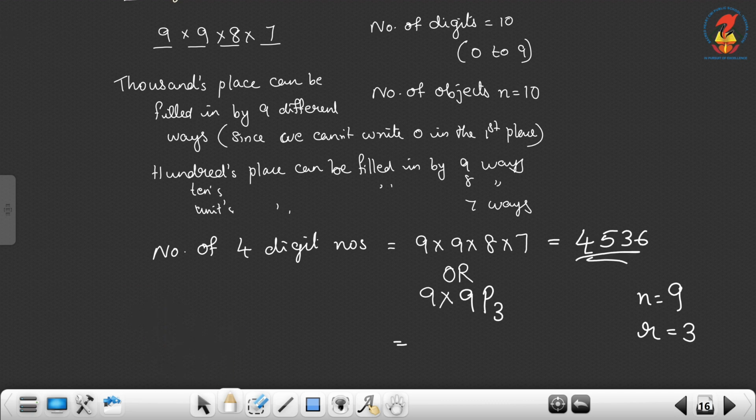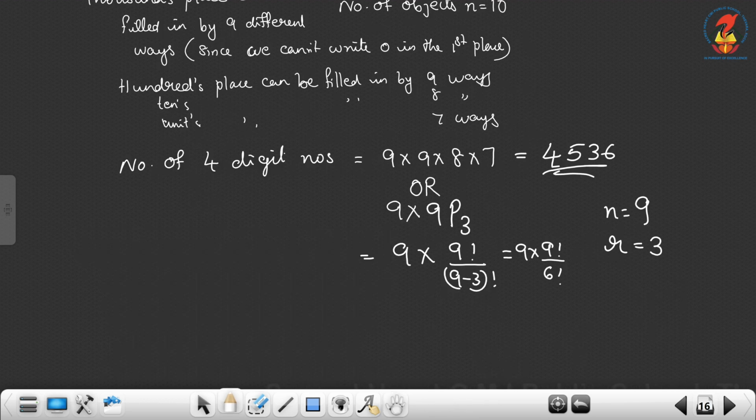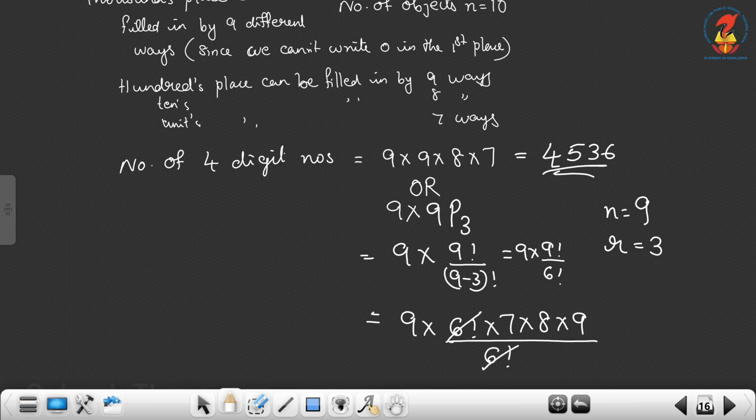9 into 9P3. What is 9P3? 9 factorial by 9 minus 3 factorial. That is 9 into 9 factorial by 6 factorial. The same answer you will get. 9 factorial can be written as 6 factorial into 7 into 8 into 9 by 6 factorial. 6 factorial cancels. There also you will get 4536. Understood?